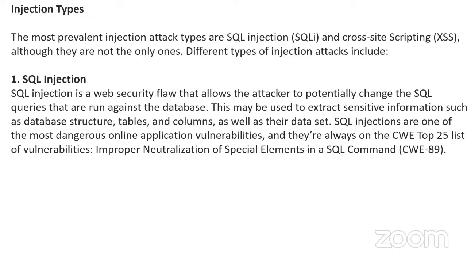And next comes cross-site scripting. And these are not the only ones. There are different types of injection attacks available. So we have this SQL injection, which is a major flaw that web applications are facing right now. SQL injection is a web security flaw that allows the attacker to potentially change the SQL queries that are run against the database. SQL is nothing but a structured query language which works with databases.